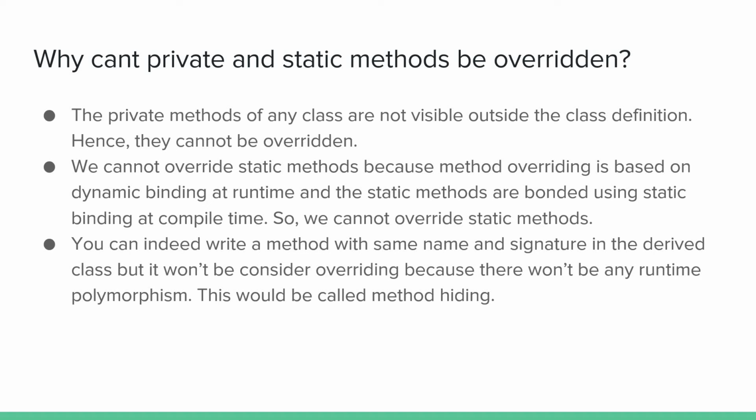Why can't the private and the static methods be overridden? The private methods of any class are definitely not visible outside the class definition, so they cannot be overridden. This is as simple as that.